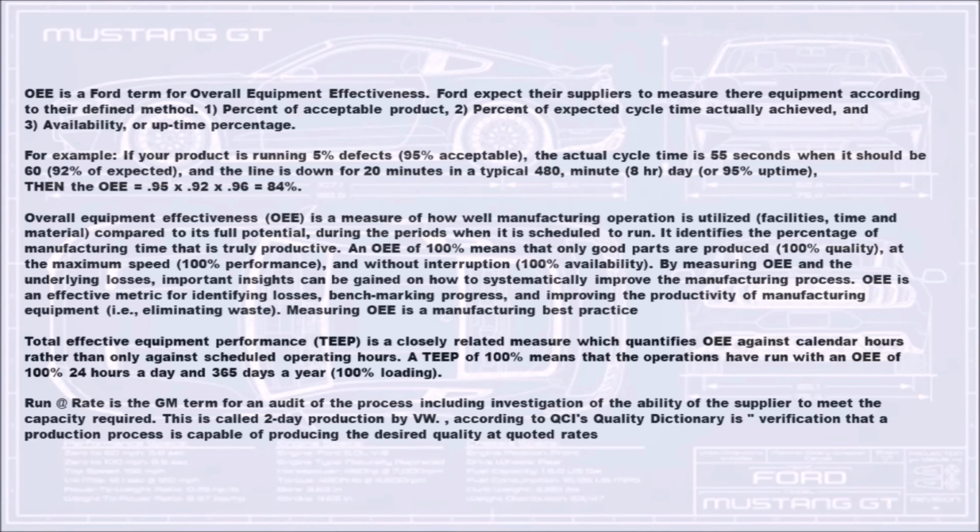By measuring OEE and the underlying losses, important insights can be gained on how to systematically improve the manufacturing process. OEE is an effective metric for identifying losses, benchmarking progress, and improving the productivity of manufacturing equipment and eliminating waste. Measuring OEE is a manufacturing best practice.